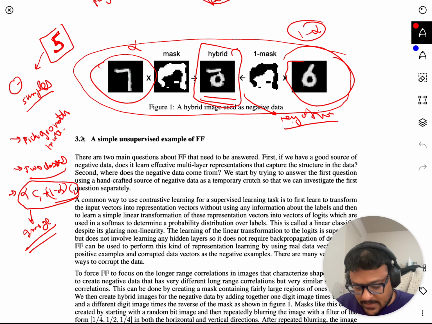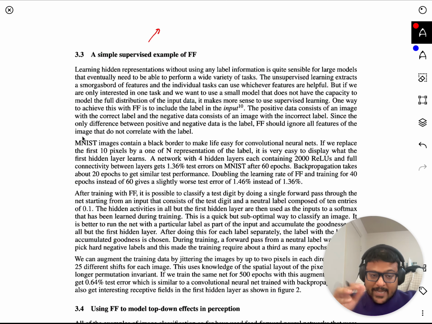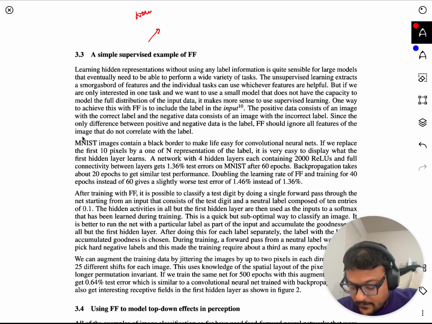Okay, so now let's talk about how a forward type of network will actually be trained, right? Because you can't do any backpropagation. We have talked about how the training works when you're trying to increase the squared cost of the layer norm, the layer activities, if it's positive data, and you're trying to decrease it if it's negative data. Now let's talk about how inference looks like.